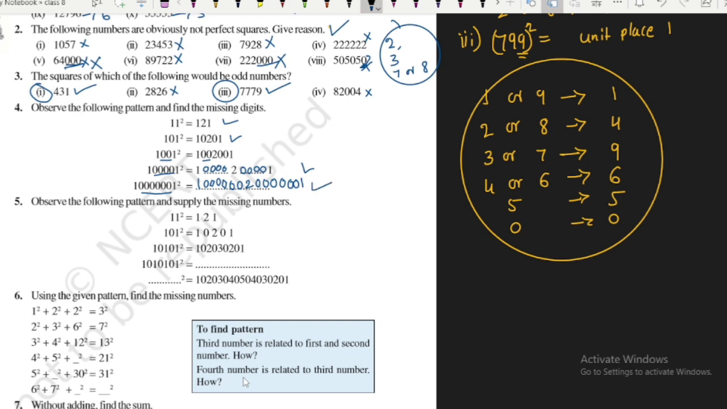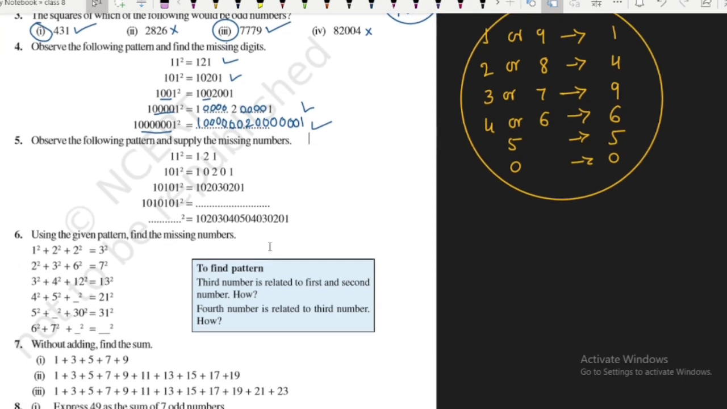Similarly, we are going to write the next pattern. There is one more different pattern. You can observe and write the answer here. You can see 11 square is 121.